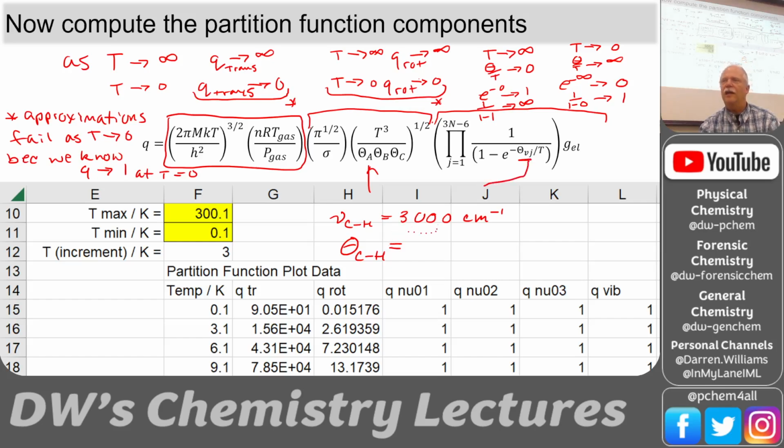You know how to calculate that? That's something you'll need to calculate. It's easier than you think. We just need to convert wave numbers to Kelvin. And do you know any of your constants that have both those units?